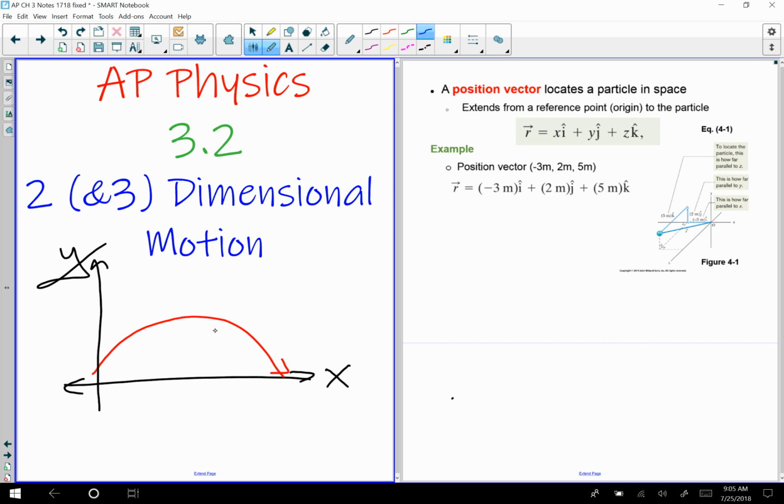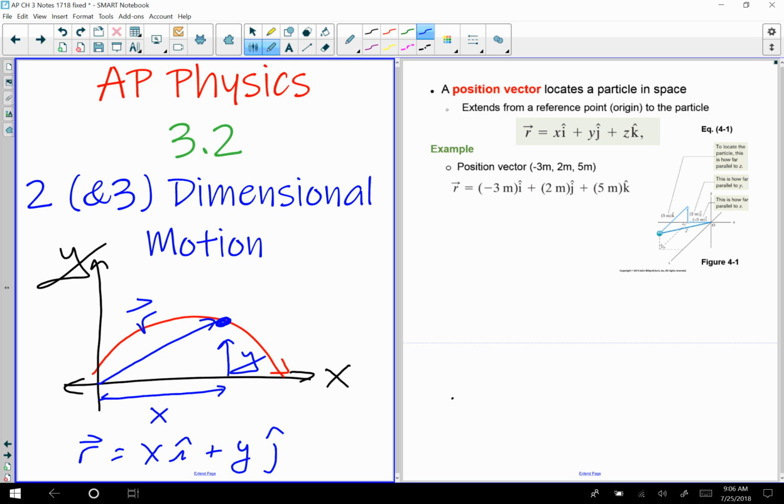So the idea is, suppose the projectile is right here, for example. Well, at that point, it's going to have some x position. It's going to have some y position. The overall position, we're going to use the letter r as a vector to represent position. And so at this point, we would say the projectile has a position of x in the i direction and y in the j direction, okay?